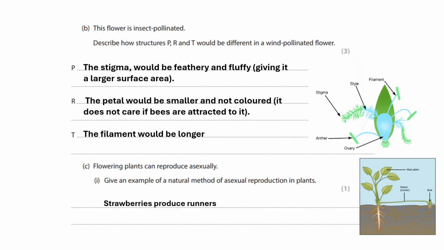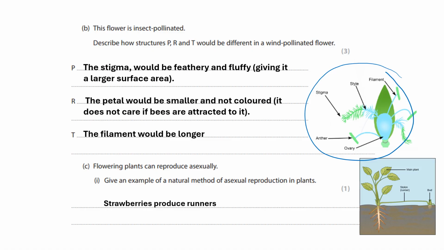Okay, this flower is insect pollinated. Describe how structures P, R, and T would be different in a wind pollinated flower. Over here, I brought up a picture of a wind pollinated flower. Notice how it is less colorful, and notice how the stigma is very feathery.